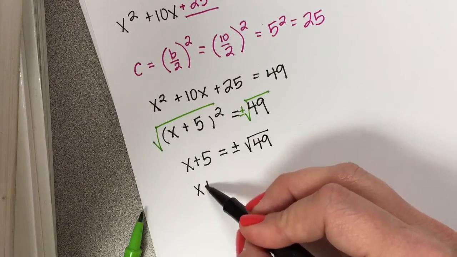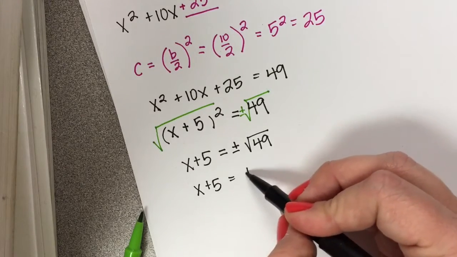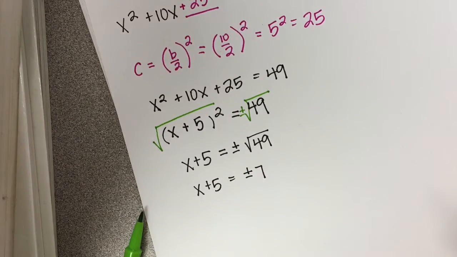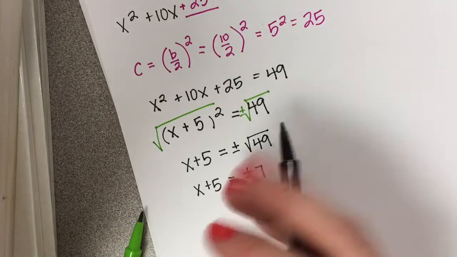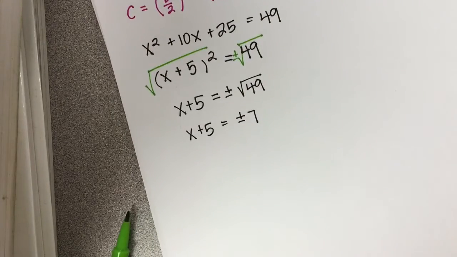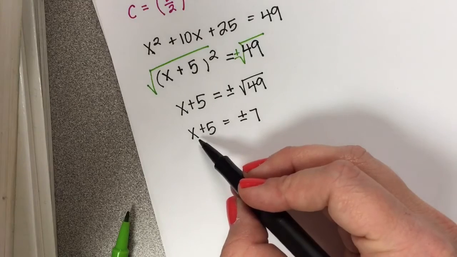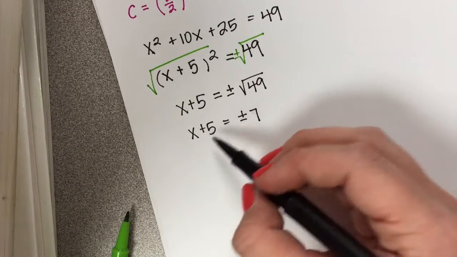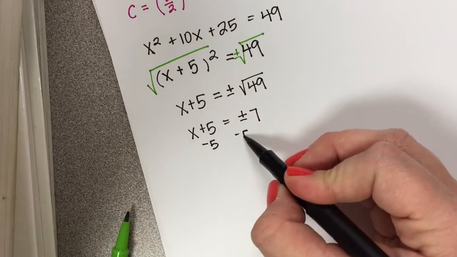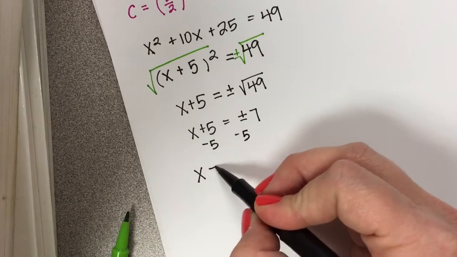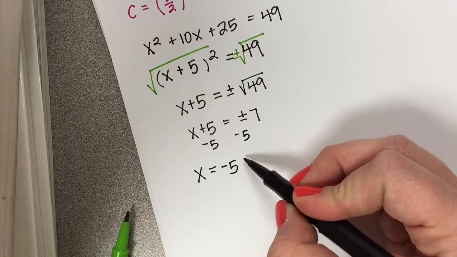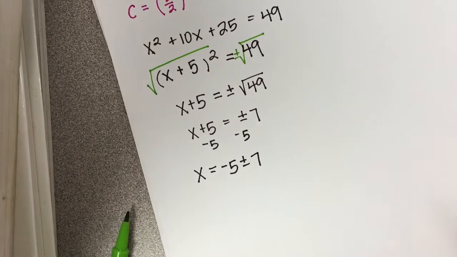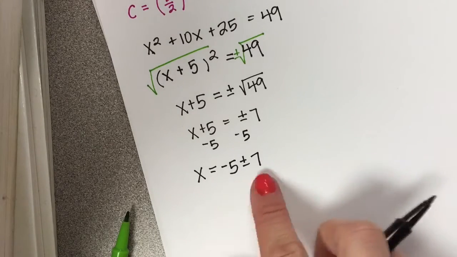So I can write x plus 5 equals plus or minus 7. If I didn't know that, it's not a big deal. The next example I'll show you won't be a whole number. So I'm really close. I want x by itself, but right now we're adding 5 to it. So I subtract 5, and I get x equals negative 5 plus or minus 7. So this right here is my two answers.